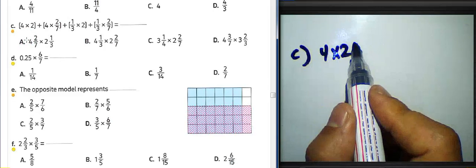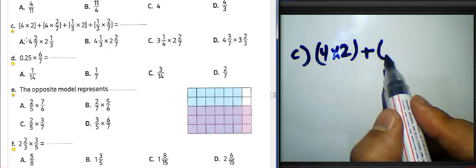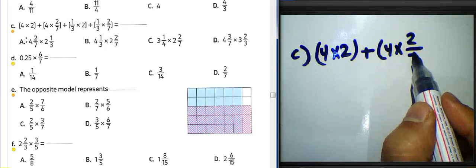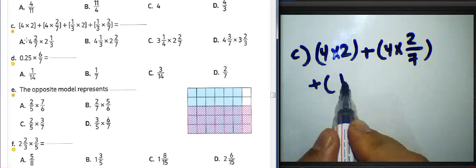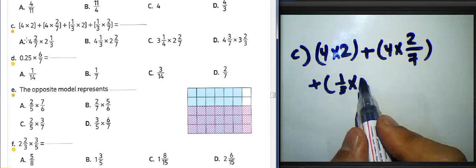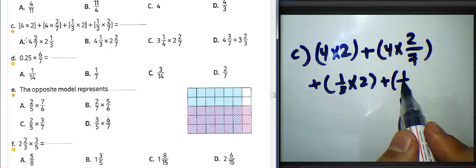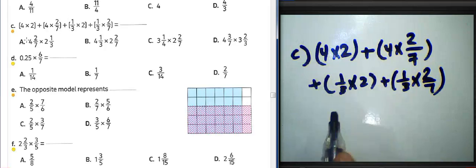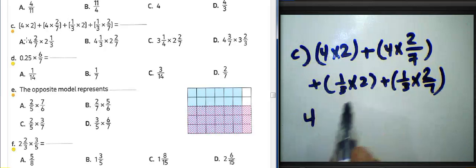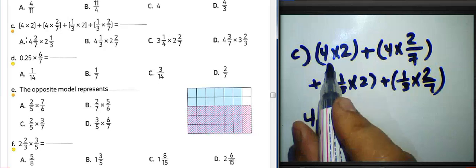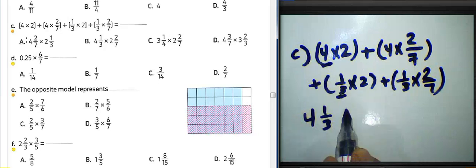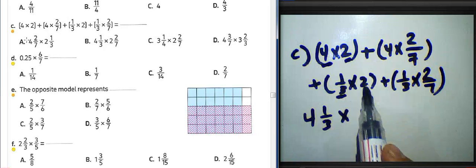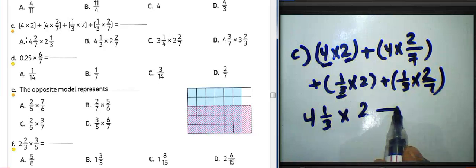Okay, letter C here. 4 times 2 in brackets plus 2 over 7 in brackets plus third times 2 in brackets and third multiply by 2 over 7. 4 repeated here, we must write 4. And third repeated, so we must write 4 and third. Multiply by what here? 2 and 2 over 7.